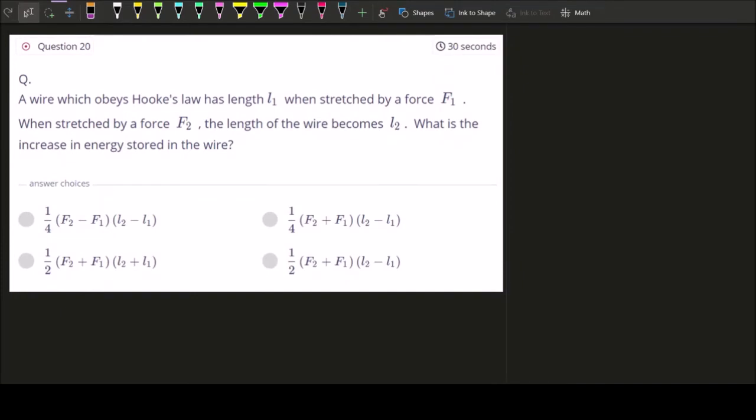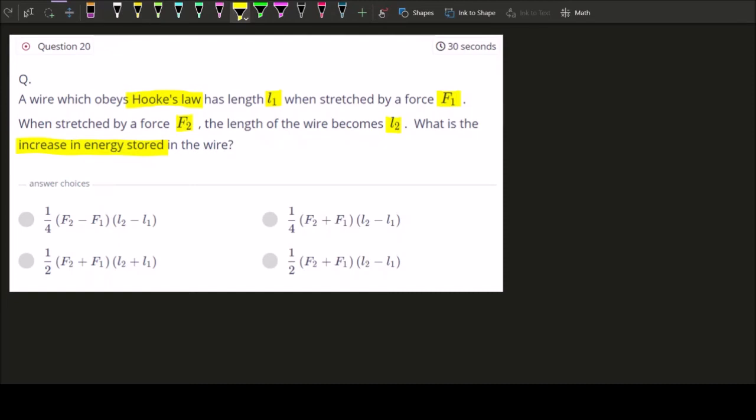Question 20. A wire which obeys Hooke's law, meaning it's within the proportionality limit, has length L1 when stretched by a force F1. When stretched by a force of F2, the length of the wire becomes L2. So what is the increase in energy stored in the wire?